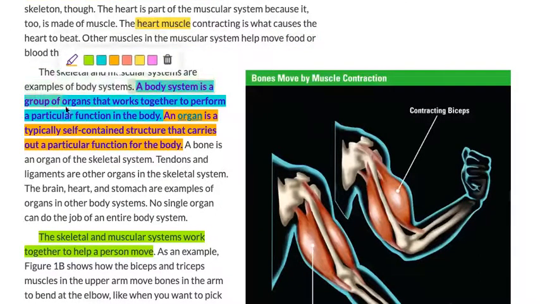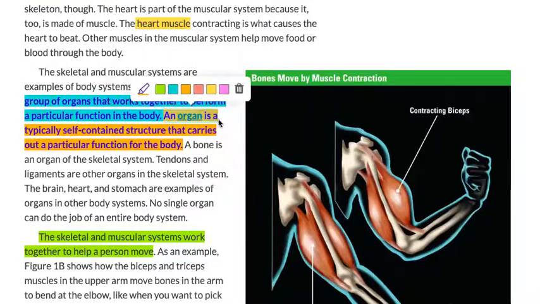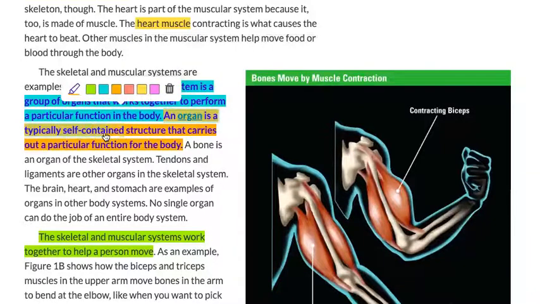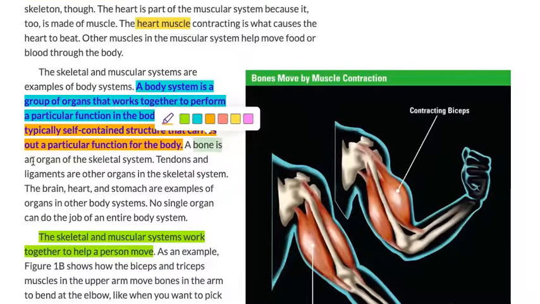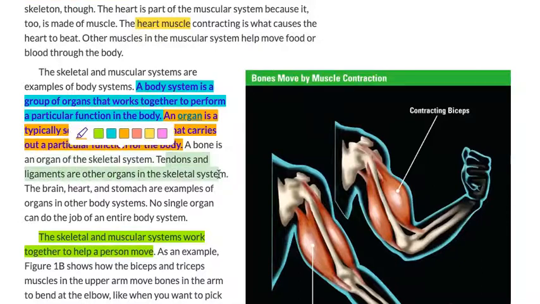A body system is a group of organs that works together to perform a particular function in the body. And an organ is typically a self-contained structure that carries out a particular function in the body. So say, for example, a bone is an organ of the skeletal system. The tendons and ligaments are other organs of the skeletal system.